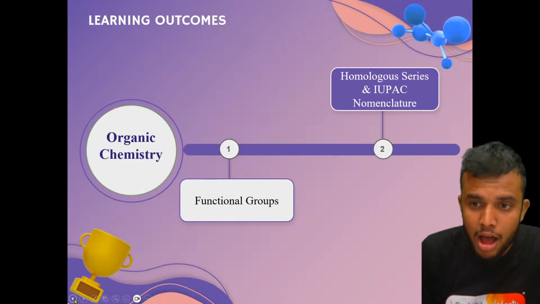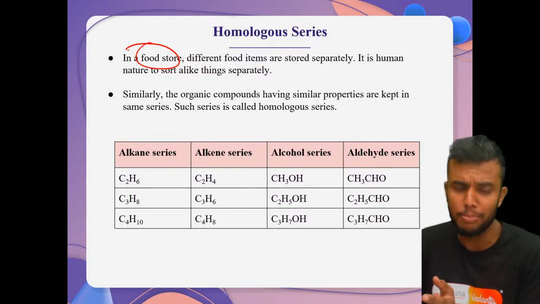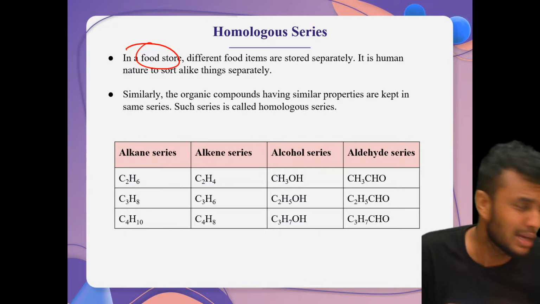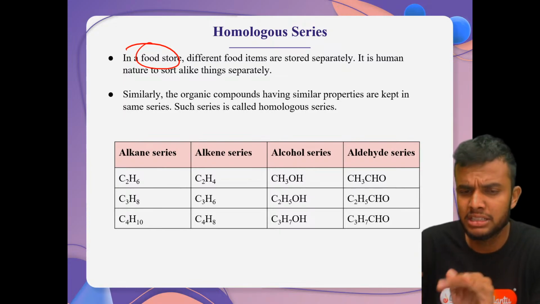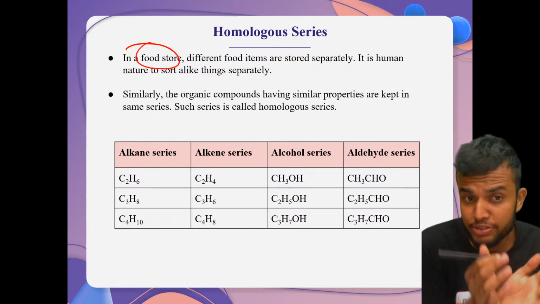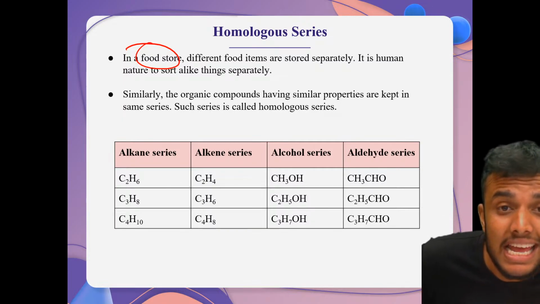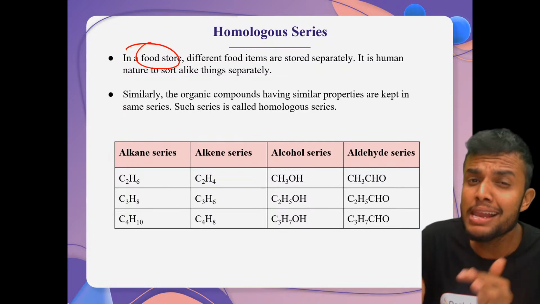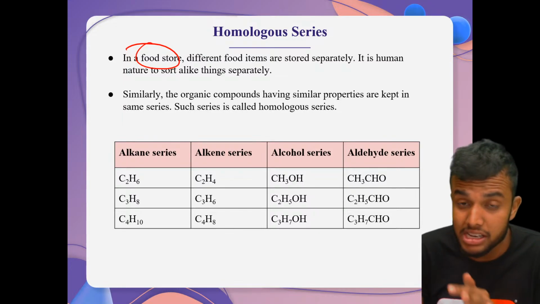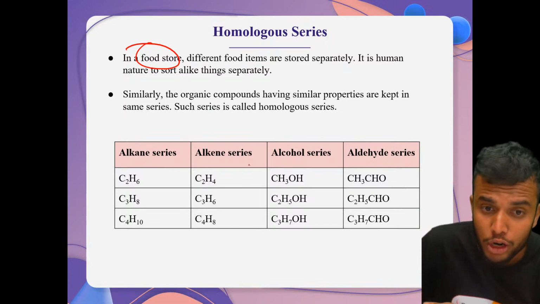Next, move on to the homologous series. What are homologous series? We already know, students. In a food store, whenever you enter a mall, in one place some fruits are there, in one place vegetables. They place different vegetables and different fruits in different areas. Similarly, we classify the organic compounds in some series. The compounds having the same chemical properties, not the same physical, only chemical properties, are placed in different series. These series are called homologous series.